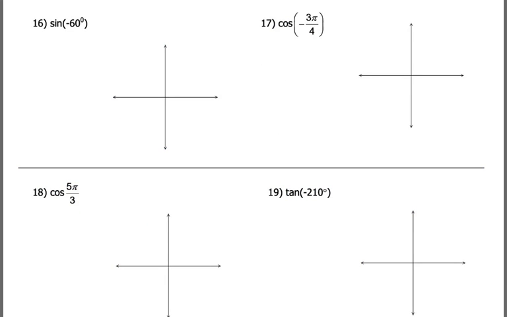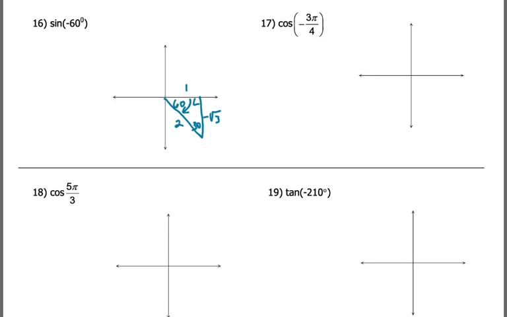Okay, on this next one, we've got sine of -60 degrees. So you're going to go clockwise this time till you're at 60 degrees. And then remember, your reference angle is always positive, and so you're looking at this reference triangle, the 30, 60, 90 triangle. This is going to be a negative square root of 3. This will be 1, and this will be 2.